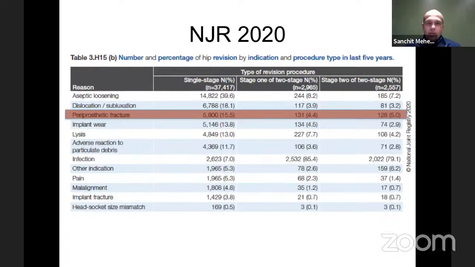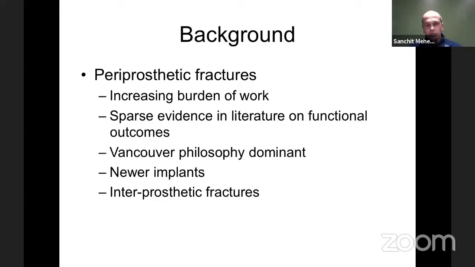There are 5,800 single stage revisions, and the incidence can vary hugely. This is the third commonest cause for revision of any type in the UK. So it's an increasing burden of work. There is sparse evidence in the literature on the functional outcomes. Because you won't have massive series of these, the Vancouver philosophy is the most dominant philosophy that is still prevalent now.